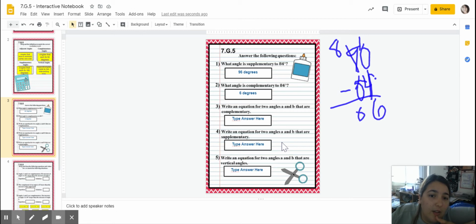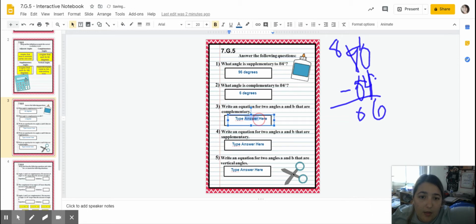Next one, it says write an equation for two angles, A and B, that are complementary. Remember, complementary means the angles that sum up to 90 degrees. So we're going to write a quick equation. Leave that box where it is. All right, so if they add up to 90 degrees, it's A plus B is equal to 90 degrees.